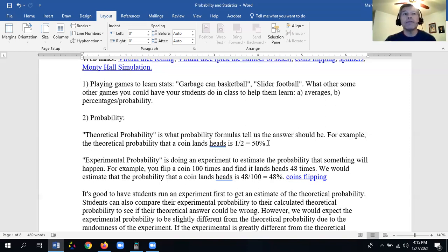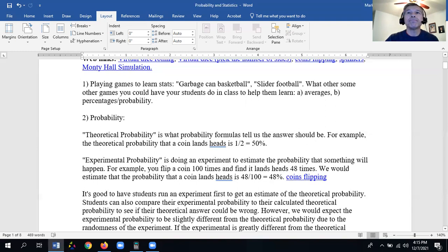But when you do this, if you flip a coin over and over again, let's say 100 times, it's actually a very small probability that it's going to land heads exactly 50 times. But it should be around 50. And the more times that you do this, the closer it will get to 50%. So maybe you flip a coin 100 times, and it lands heads 48 times. Well, then my experimental probability would be 48%.